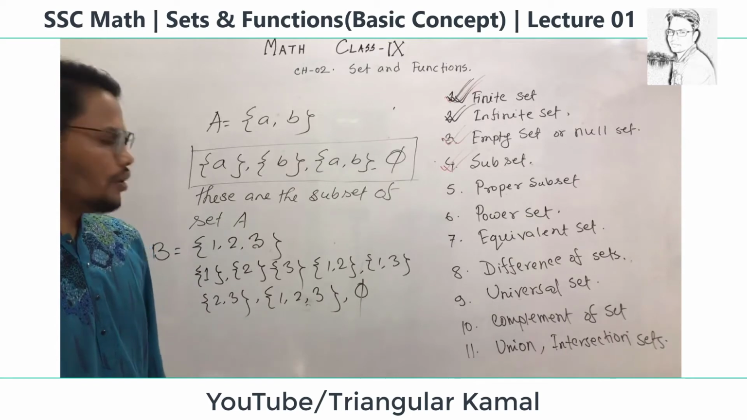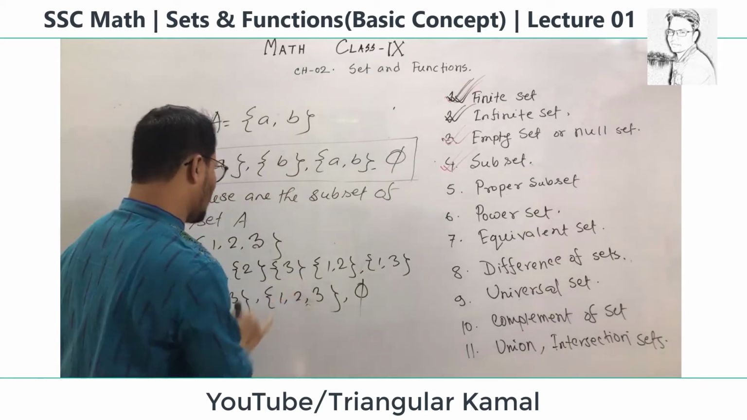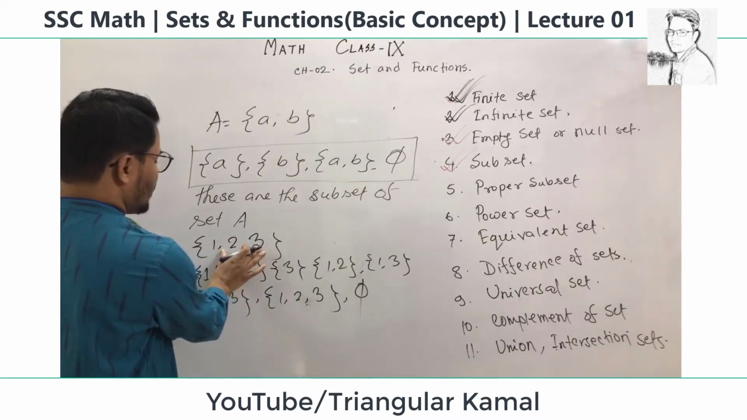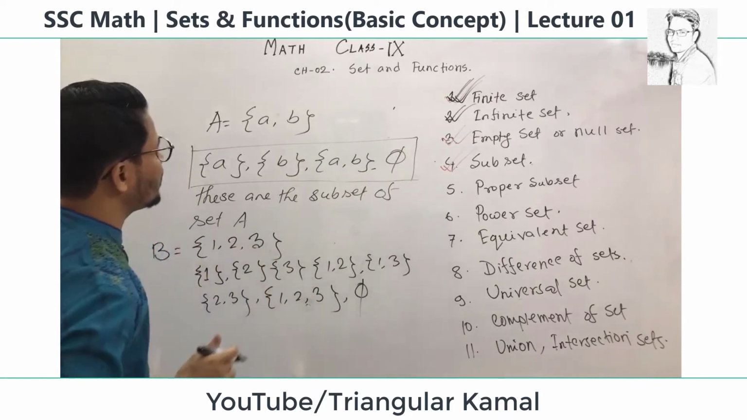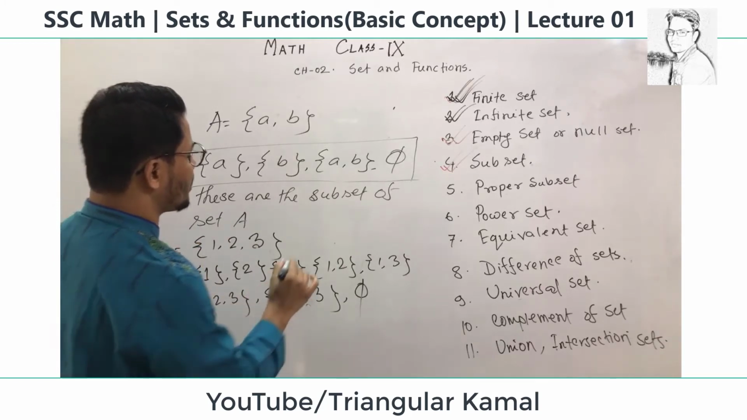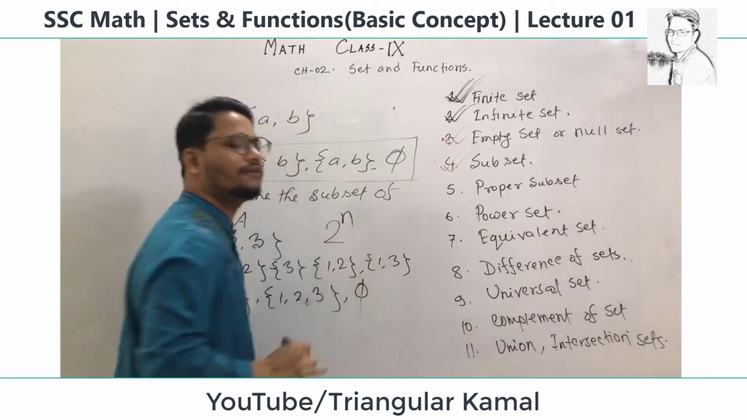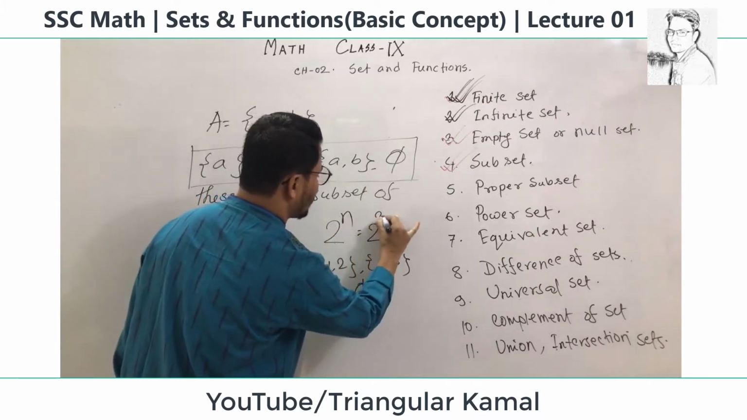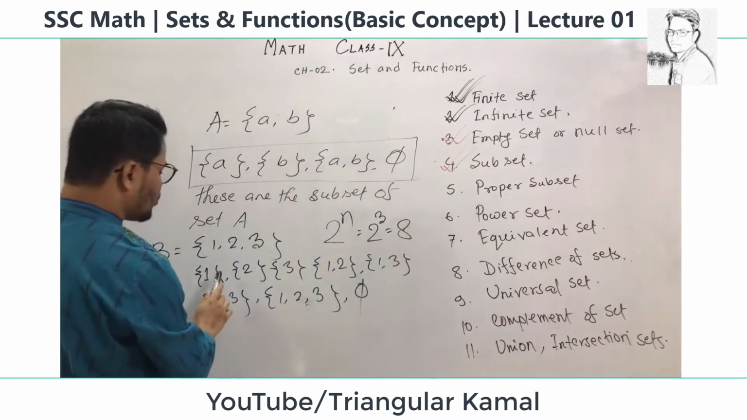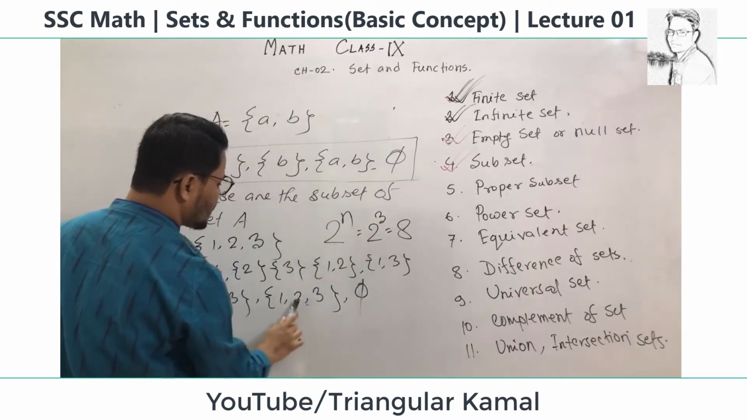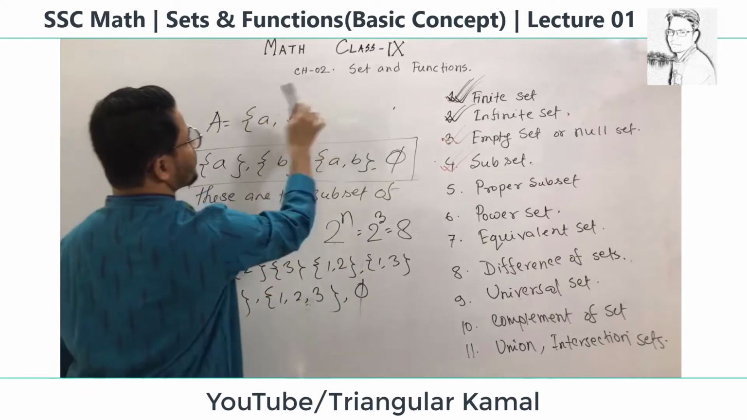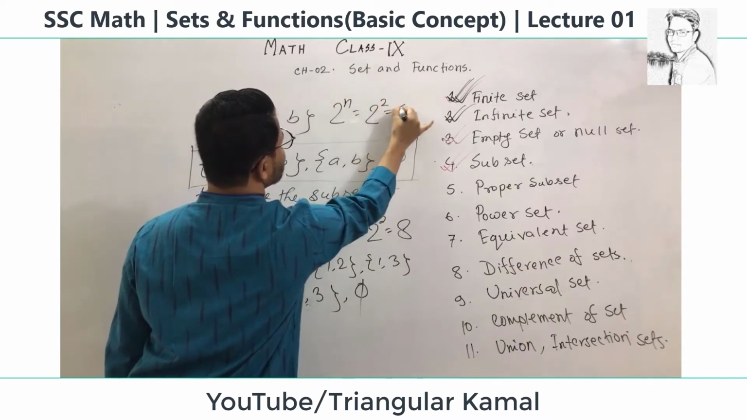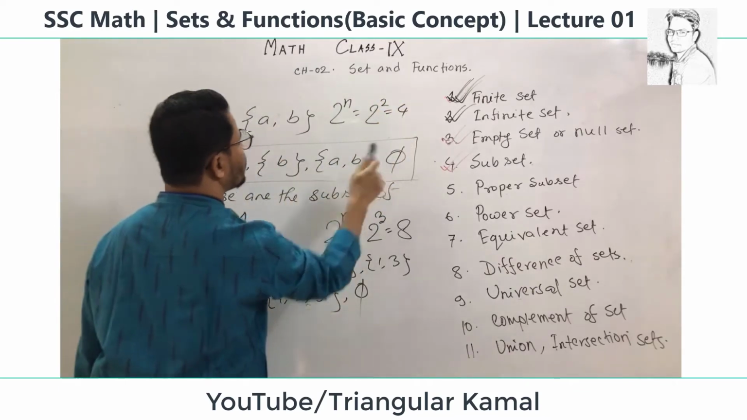So every subset is also a set. If we see here 3 elements, how many subsets will we get? Basically it depends on the 2 to the power n formula. How many elements? 1, 2, 3. So 2 to the power 3 equals 8. That's why there are 8 subsets. If there are 2 elements, then 2 to the power 2 equals 4. Now 1, 2, 3, 4 subsets.